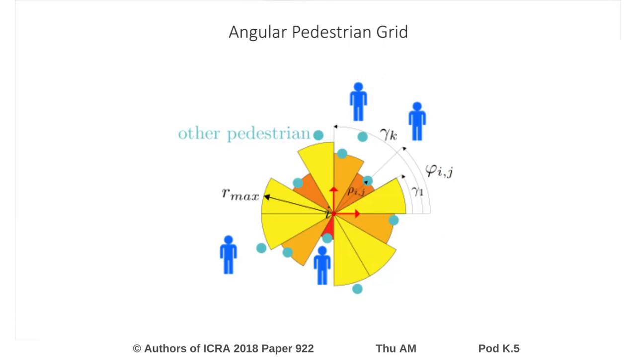Additionally, we introduce a new representation for the pedestrians in the vicinity called the angular pedestrian grid. Each cone of this angular pedestrian grid contains the distance to the closest pedestrian within the angular range of each cone, or the maximum range if no pedestrian is present.